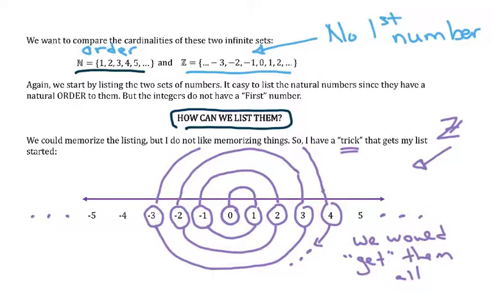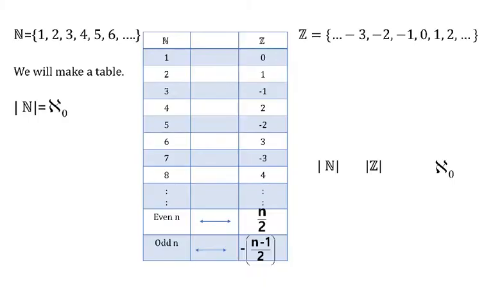So how does this help? Well, now unwind the rope. And we can start pairing these up. Here's the first one. Here's the second one. Here's the third one. Here's the fourth one. Here's the fifth one. Here's the sixth one. 7, 8. And this tells me how to make my table, which I have done for us here.